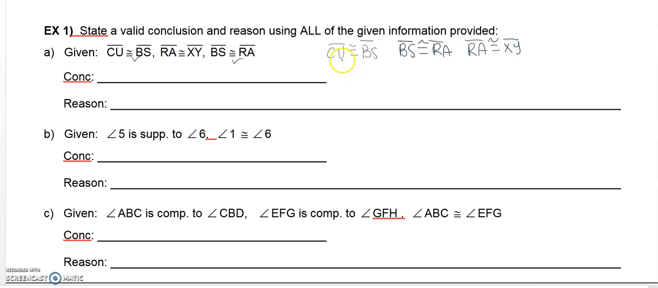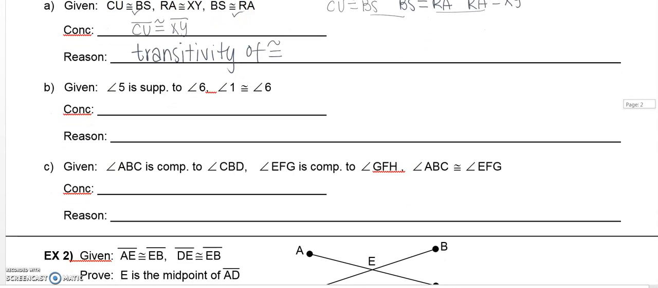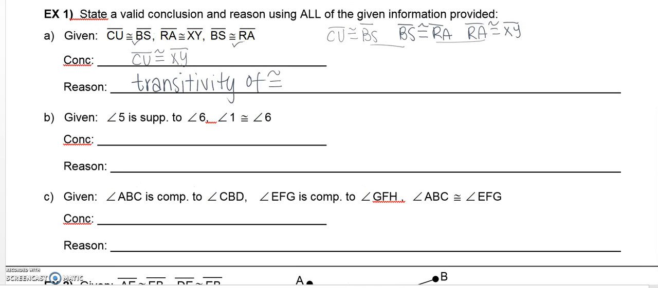Because I made those connections between the congruent statements, I can say that segment CU is congruent to segment XY. And that is going to be transitivity of congruence. In this case, it's segments, sorry.